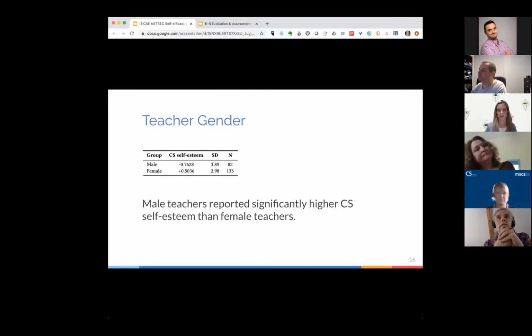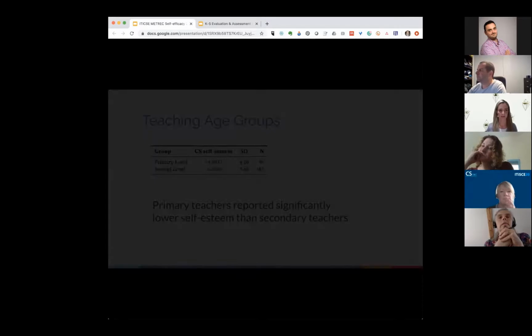With a Welch t-test we found that males reported significantly higher self-esteem than female teachers, and future research could explore the accuracy around this, or looking at different performance measures and different reasons why that might be the case.